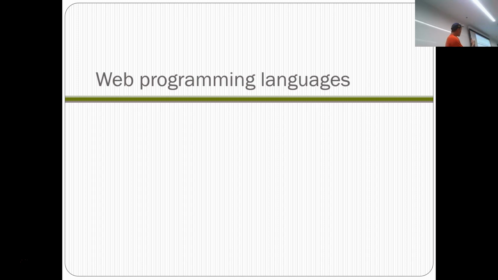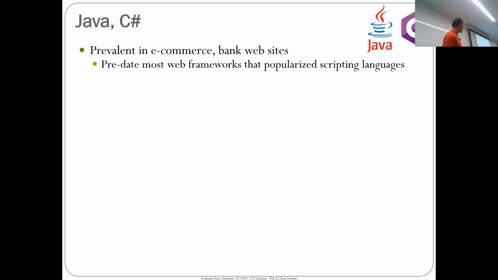I am now going to talk about the specific programming languages that you'll typically see for web development. The first thing is Java and C#. This is prevalent in most of the e-commerce and banking sites. They were the earliest languages to support web-based frameworks, basically. This was because JavaScript and PHP and Python didn't have any support for this in, I think, the mid-90s to late 90s.